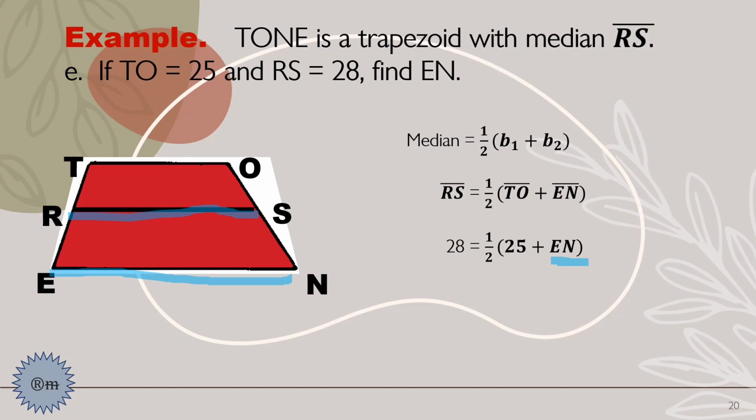So multiply 28 times 2. Of course, we have 56. And then copy 25 because 1 times 25 here is 25. Then 1 times EN is also EN. Then again, you will transpose 25 to the left side of the equation. So it becomes negative. So EN is 56 minus 25, and that is 31 units. Okay, so EN is equal to 31 units.